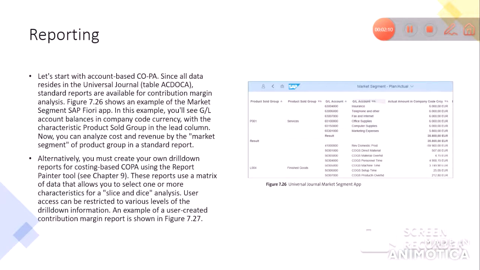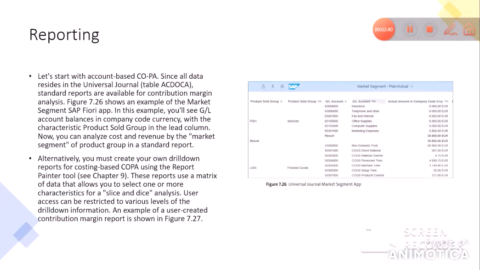Alternatively, you must create your own drill down reports for costing based COPA using the report painter tool. These reports use a matrix of data that allows you to select one or more characteristics for a slice and dice analysis. User access can be restricted to various levels of the drill down information. An example of a user created contribution margin report is shown in another example.